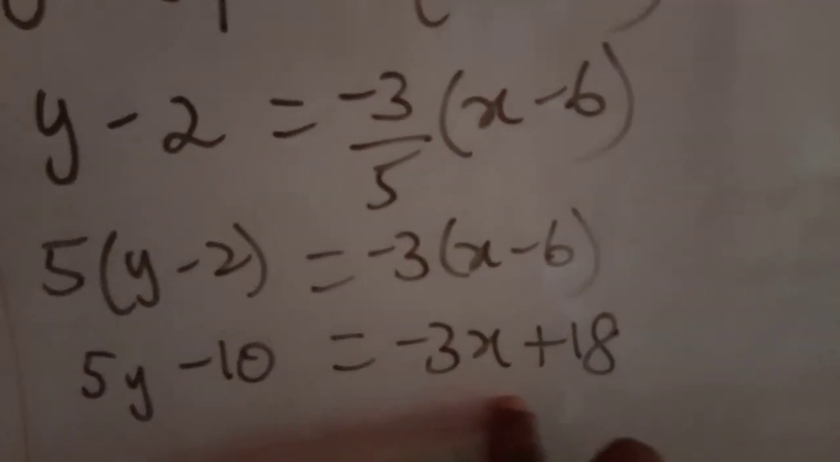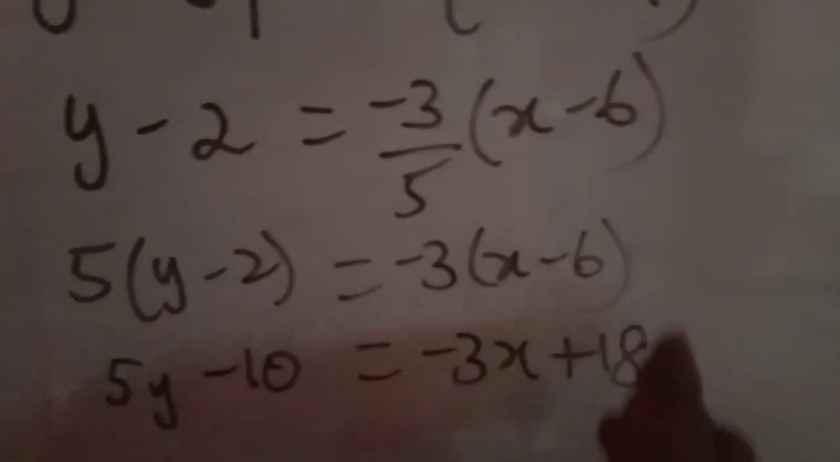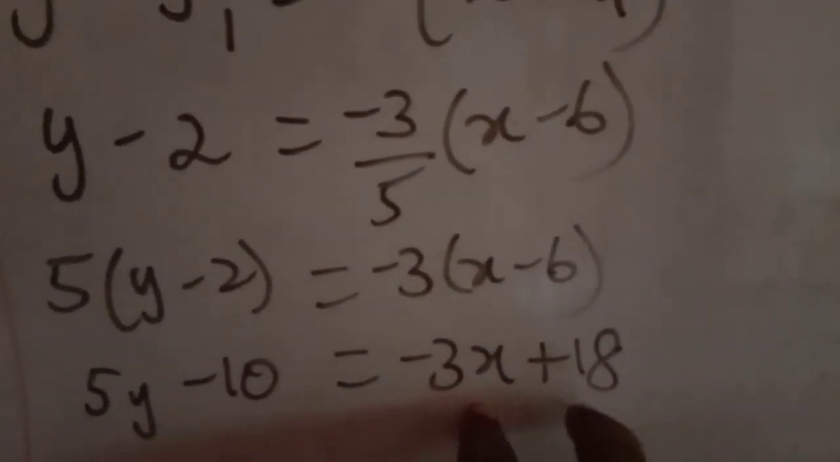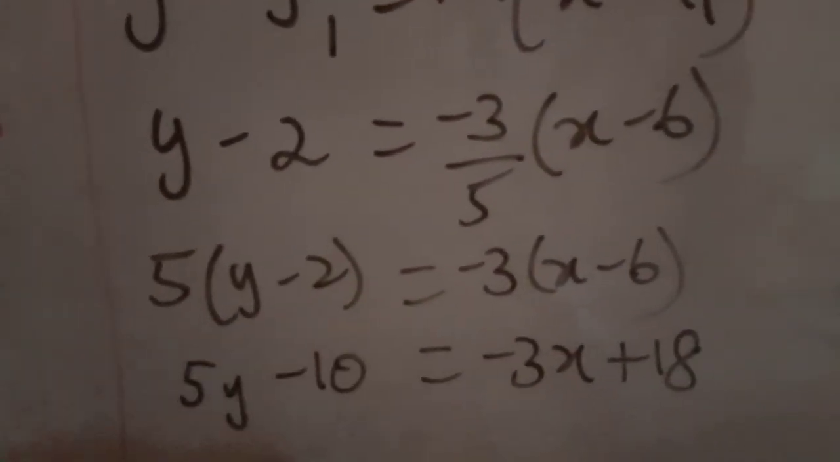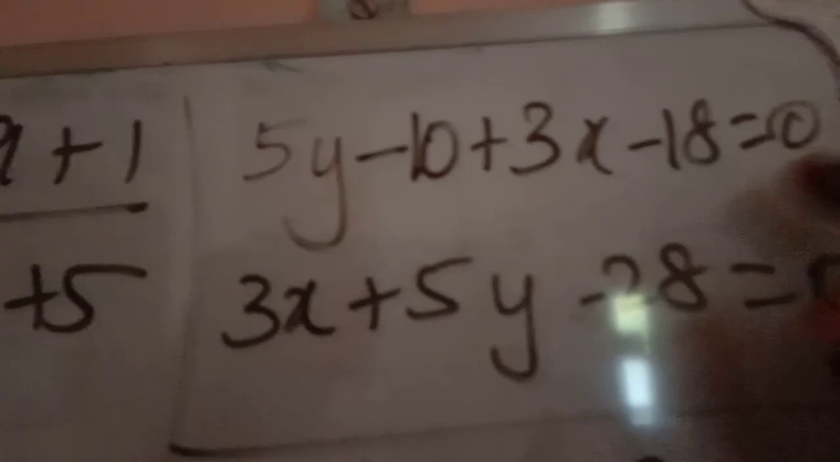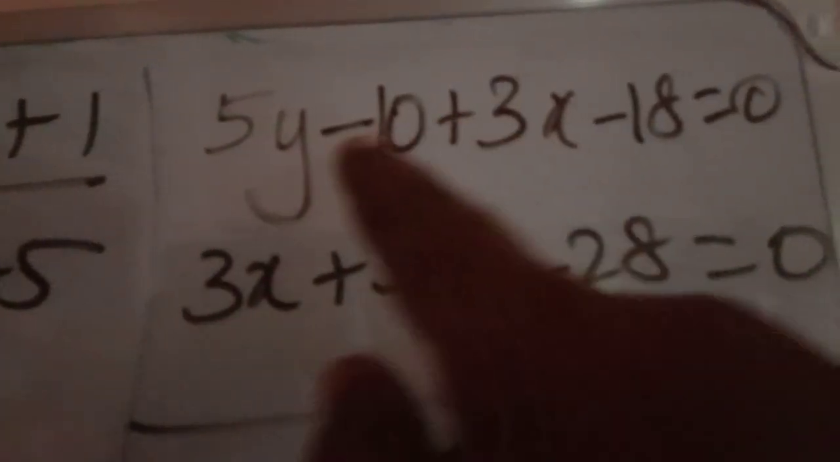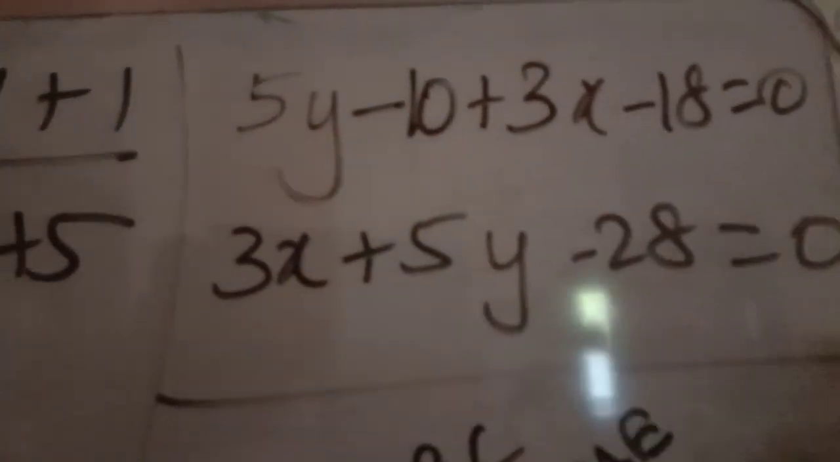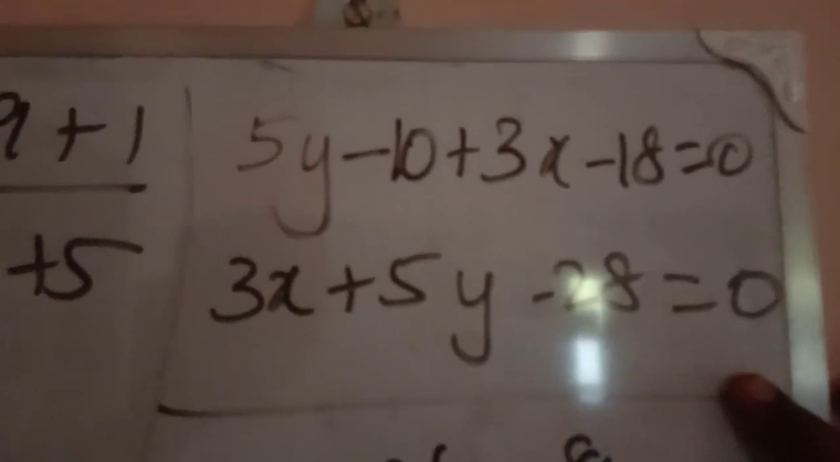Here x is negative. If x is positive, you bring these two terms to the right hand side. As x is negative, bring these two to the left hand side. So 5y minus 10 plus 3x minus 18 equal to 0. Write it in standard form: 3x plus 5y minus 28 equal to 0 is the equation of the altitude.